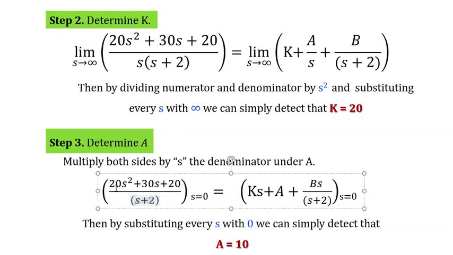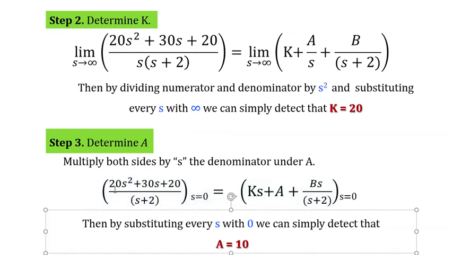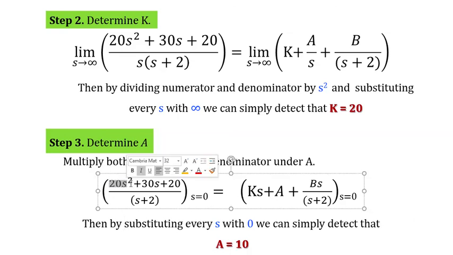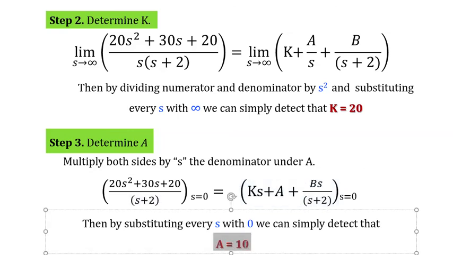This side will become 20 s squared plus 30 s plus 20 over s plus 2. This s will be eliminated because we just multiplied by s. On this side, k will become ks, a over s will become a, and b over s plus 2 will become bs over s plus 2. Then I will replace s with 0 on both sides. On this side, this term will be 0, this term will be 0, this is 20. And here 0 plus 2 is going to be 2. So here it is going to be 20 over 2, which is 10. On this side, k times s is going to be 0, because we're replacing s with 0. This one will also be 0. So a will become 10. Look, a became 10. Straightforward.